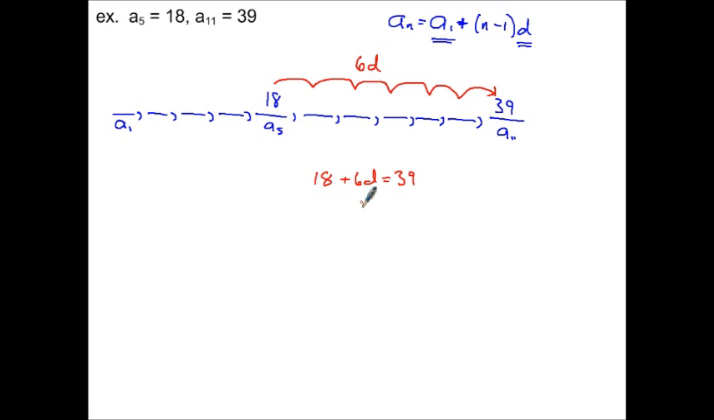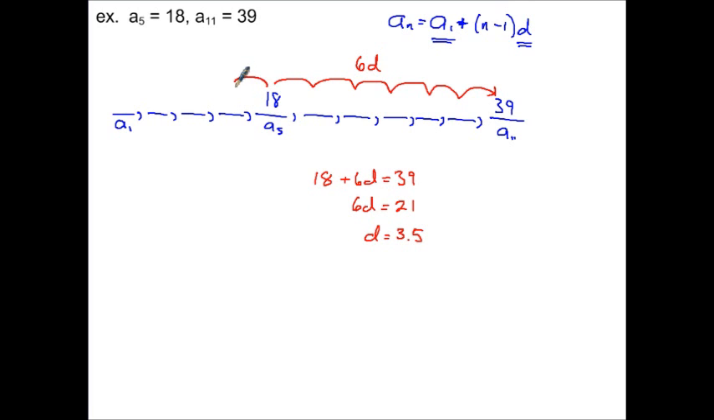Subtracting the 18 gives me 6d equals 21, and yeah, that's a decimal, but deal with it. d equals 3.5. So each step of the way I'm going up by 3.5. What that allows me to do now is take that 18 and work my way backwards down to a sub 1. I could use the formula if I wanted to, but maybe if this feels better to you more intuitively, here we go.